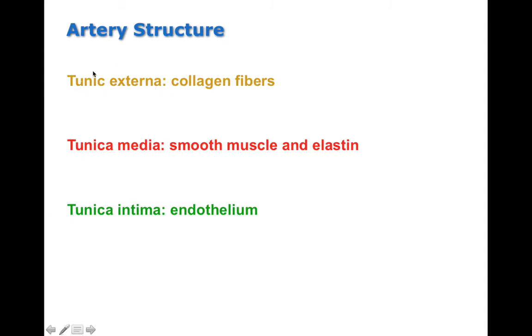Tunica externa is an outer layer made of collagen fibers. Think of this as being like the tough outer coating of a blood vessel. Tunica media is the smooth muscle and elastin layer. This is involved with regulating vessel diameter as well as elastic recoil. And then tunica intima is the deepest of those, right adjacent to the lumen, or space. It's made of a simple squamous endothelium, so it's basically like an epithelium that lines the inside of blood vessels.